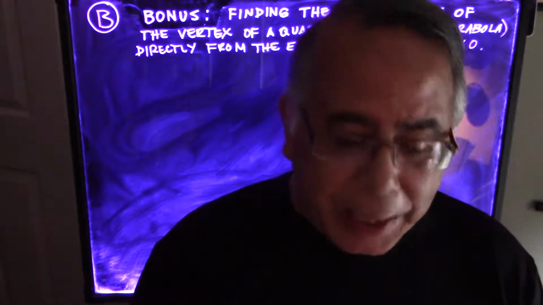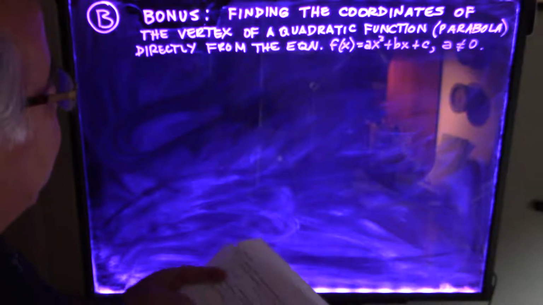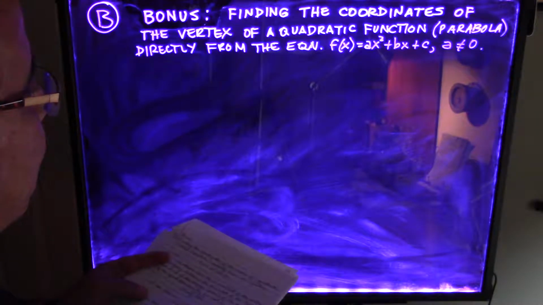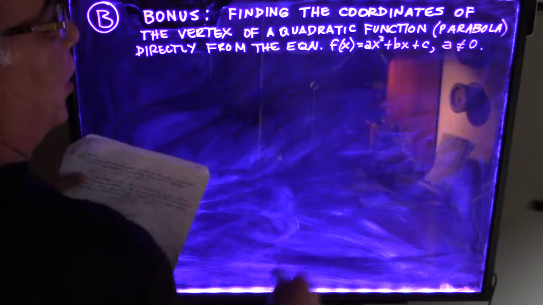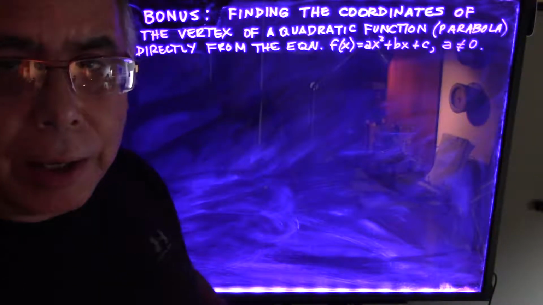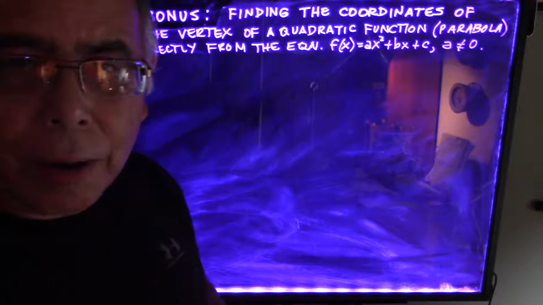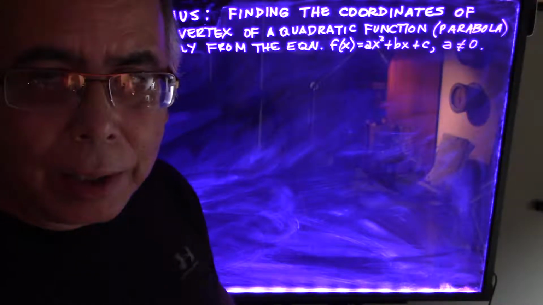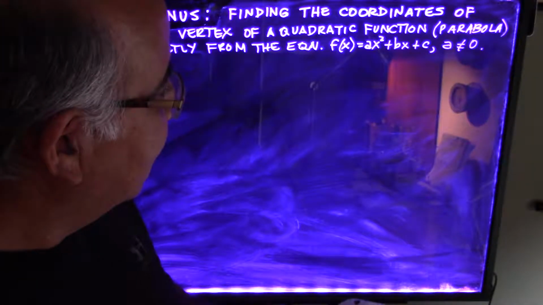Okay, bonus B. We're going to show how to find the coordinates of the vertex of a quadratic function, which has the shape of a parabola, directly from the equation of the function f of x equals ax squared plus bx plus c, where a is not equal to 0. That's the formula that you've been using all along that the book showed you, negative b over 2a, f of negative b over 2a. How did they get that? You may be wondering.